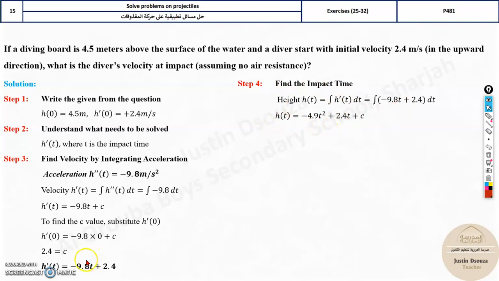Whatever you get from the integration of velocity is the position. Now this is useful. Why? Because we know, wait, first of all, substitute this C as 4.5 directly, or you can substitute zeros and do it.